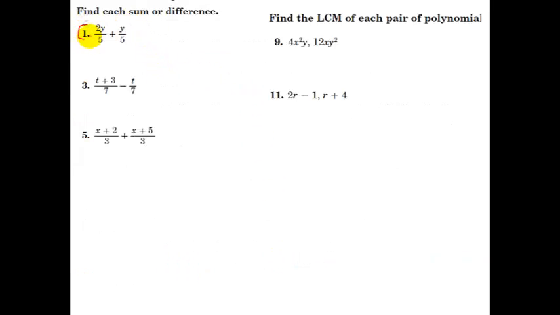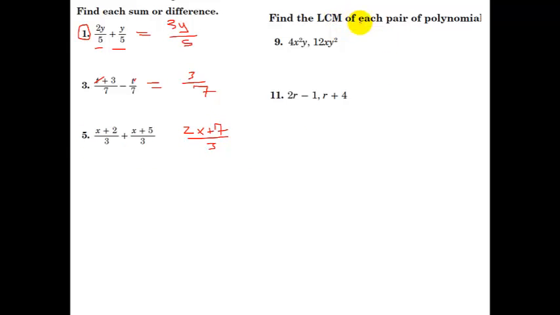First of all, if the denominators already match up, it's ridiculously easy. You just add the numerators. So 2y plus y is 3y over 5. Again, ridiculously easy. t plus 3 minus t, the t's cancel out. We get 3 over 7. And lastly, x plus 2 plus x plus 5, 2x plus 7 over 3. Denominators already match up, super easy.